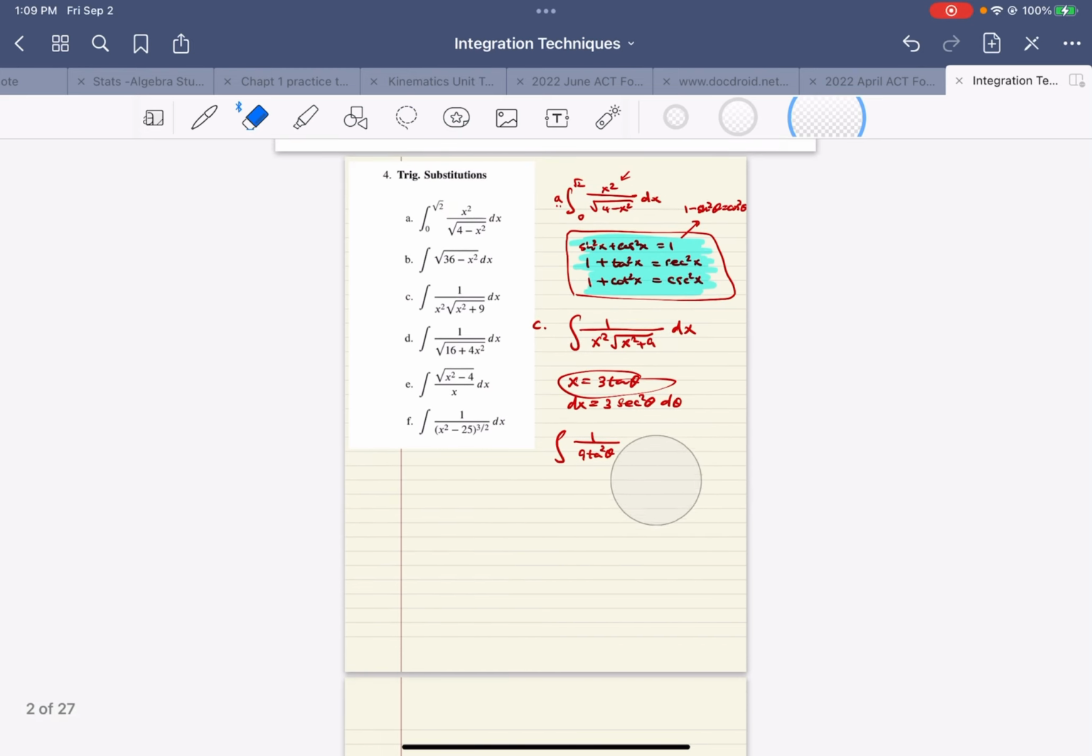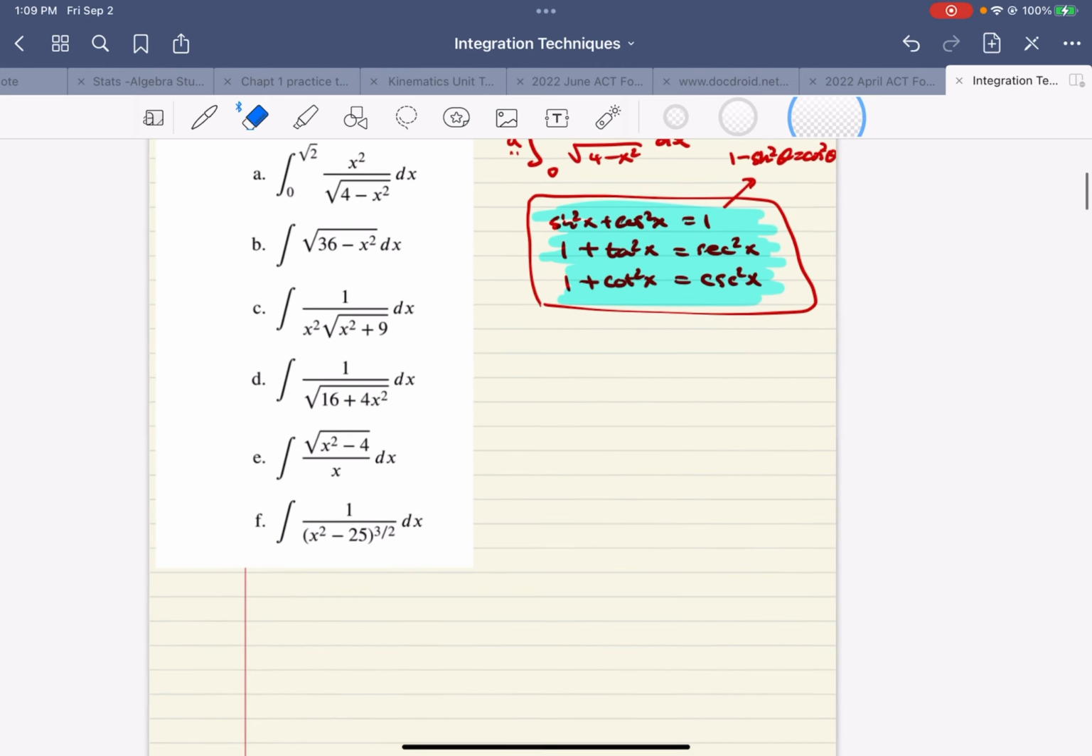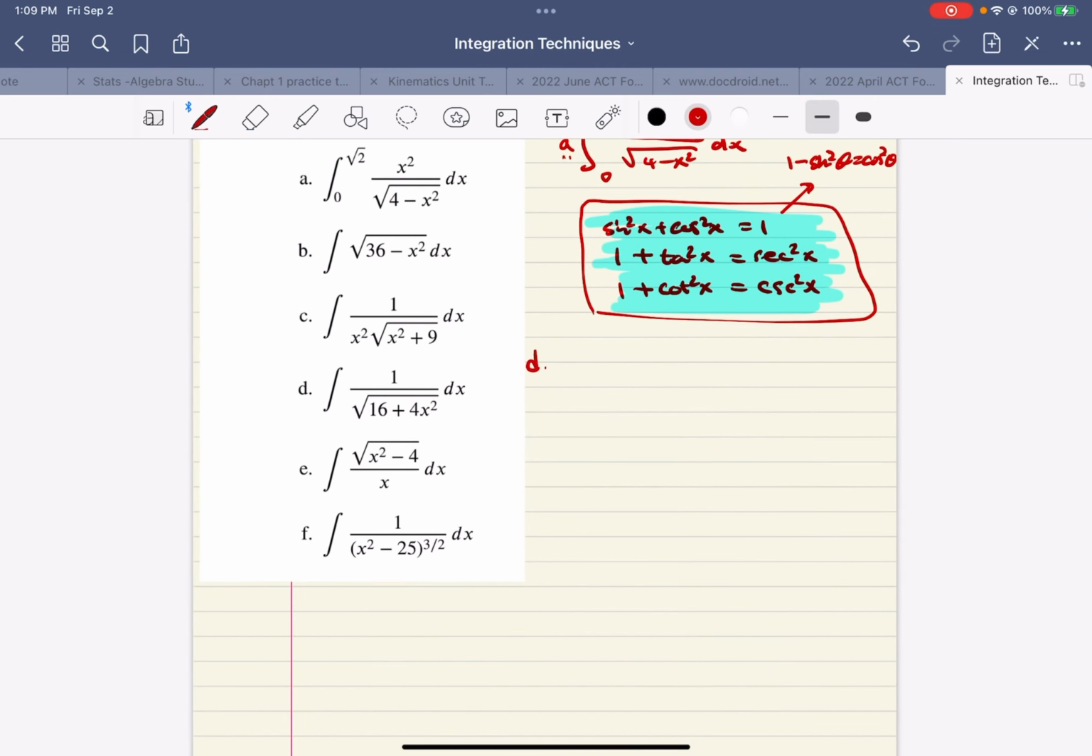It's pretty long. Now next one, D. Integral 1 over square root 16 plus 4x squared dx. Okay, so what is my u here? I mean, not u. What is my x here? So you can say 4x. No, 2x is a. So let's put it this way. When you factor out 1 over 4, right?